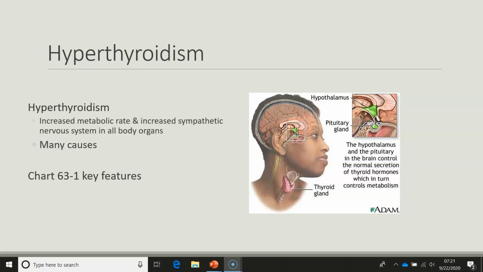Hyperthyroidism has many causes. The most common cause is Graves' disease, which is an autoimmune disorder resulting in the production of autoantibodies to different substances and structures within the thyroid gland.